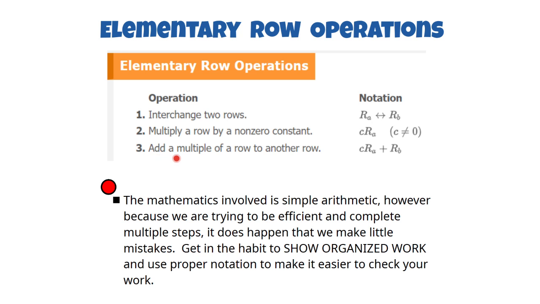You can also add a multiple of another row. So this is going to be the one we do the most, to be honest. We're going to take some constant times one of the rows and add it to the other row. That's that whole idea that you do in elimination to get one of the variables to eliminate. We still do it here.